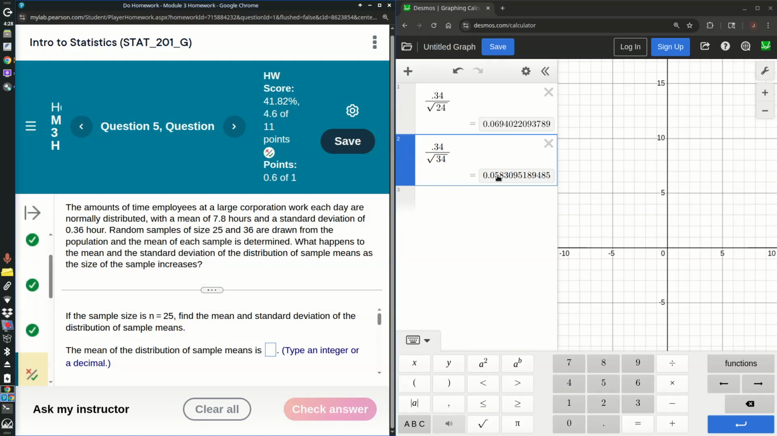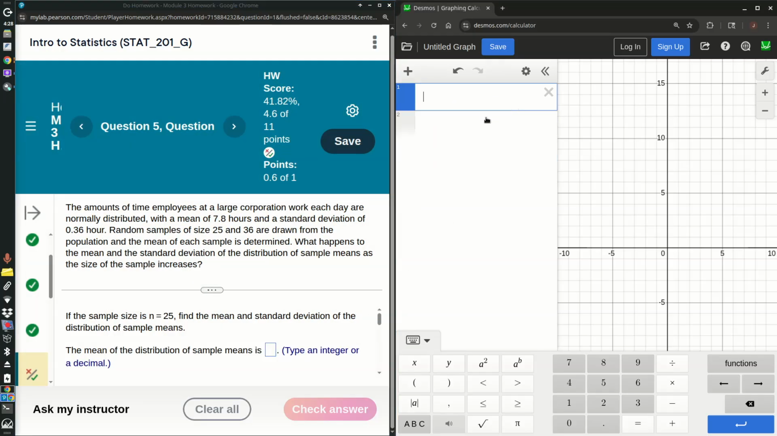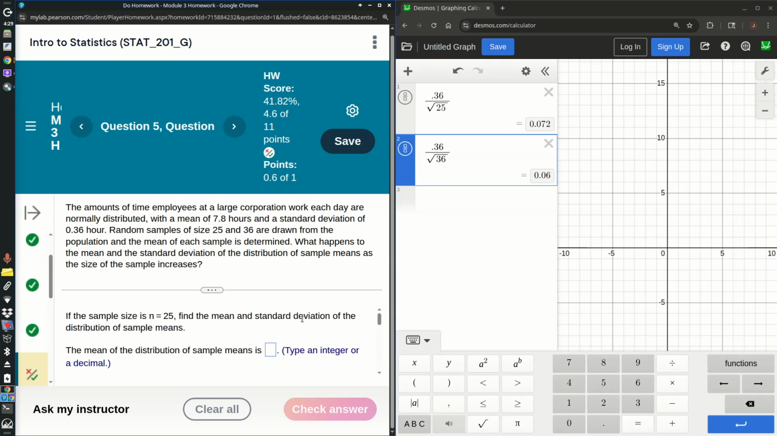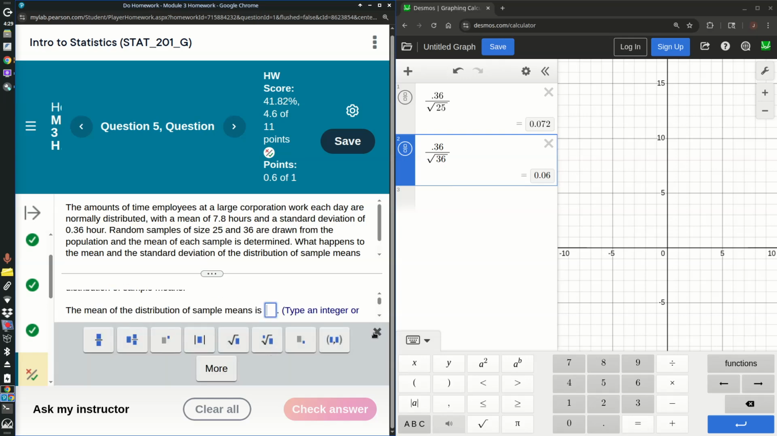So let me just run through it again. So we've got 7.8 divided by the square root. And I'm making the same mistake again. 7.8 is the mean, 0.36 is the standard deviation. So we want to do 0.36 divided by the square root of 25 for the first part, and then 0.36 divided by the square root of 36. And that gives us our two answers, 0.072 and 0.06. And 7.8 was the mean.